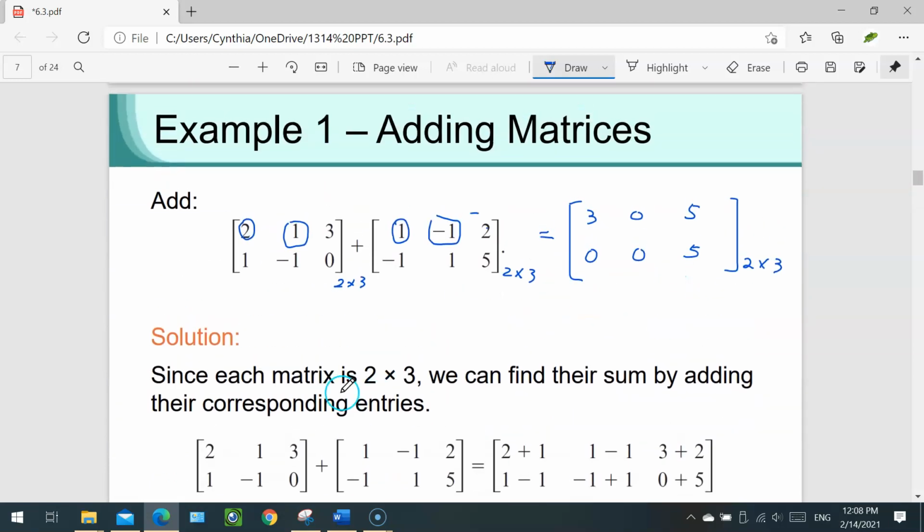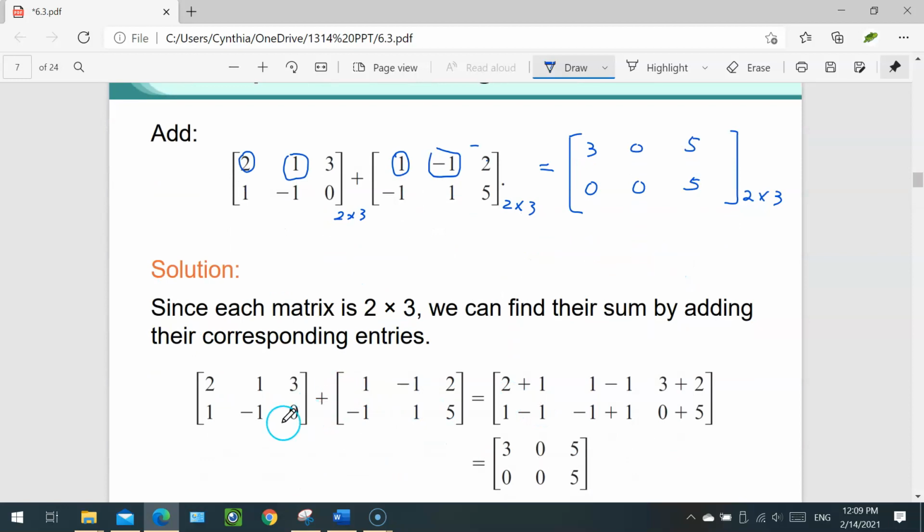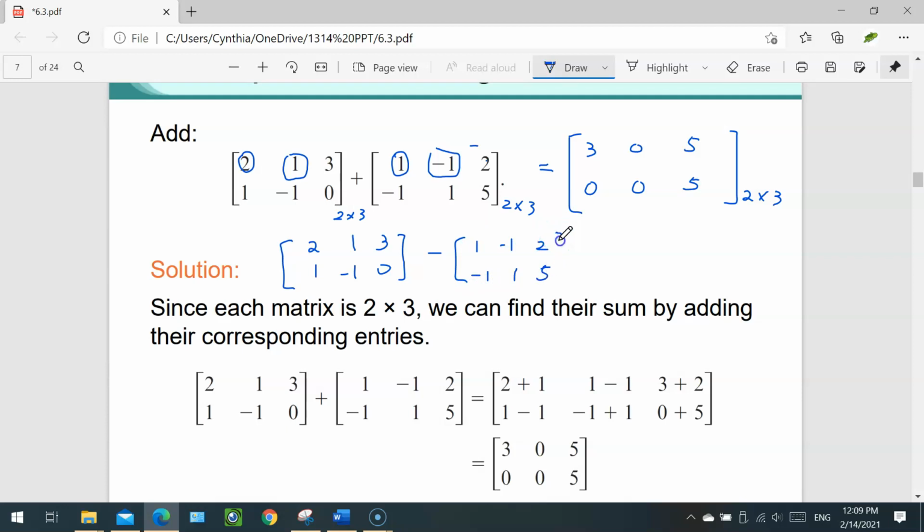In the same way, when you subtract two matrices, you use the same procedure. Recognize the size of the two matrices, whether they have the same dimension. When you subtract two matrices, we do this with subtraction: 2, 1, 3, 1, negative 1, 0, minus 1, negative 1, 2, negative 1, 1, 5. Since we already determined both matrices have the same dimension, we just go ahead and subtract the second matrix from the first matrix.